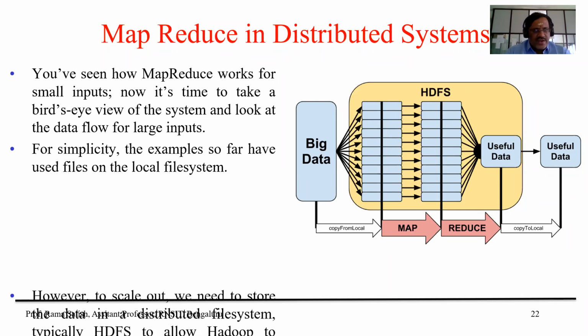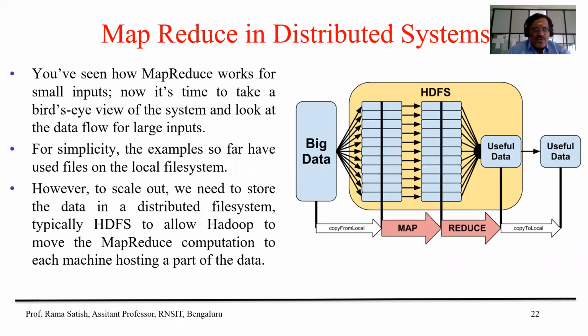So that is what we have to understand. However, to scale out, we need to store the data in a distributed file system, typically HDFS, to allow Hadoop to move the MapReduce computation to each machine hosting a part of the data. See, the big data is split into small portions, and these small portions are what we call blocks. These blocks are sent to each computer, each data node.